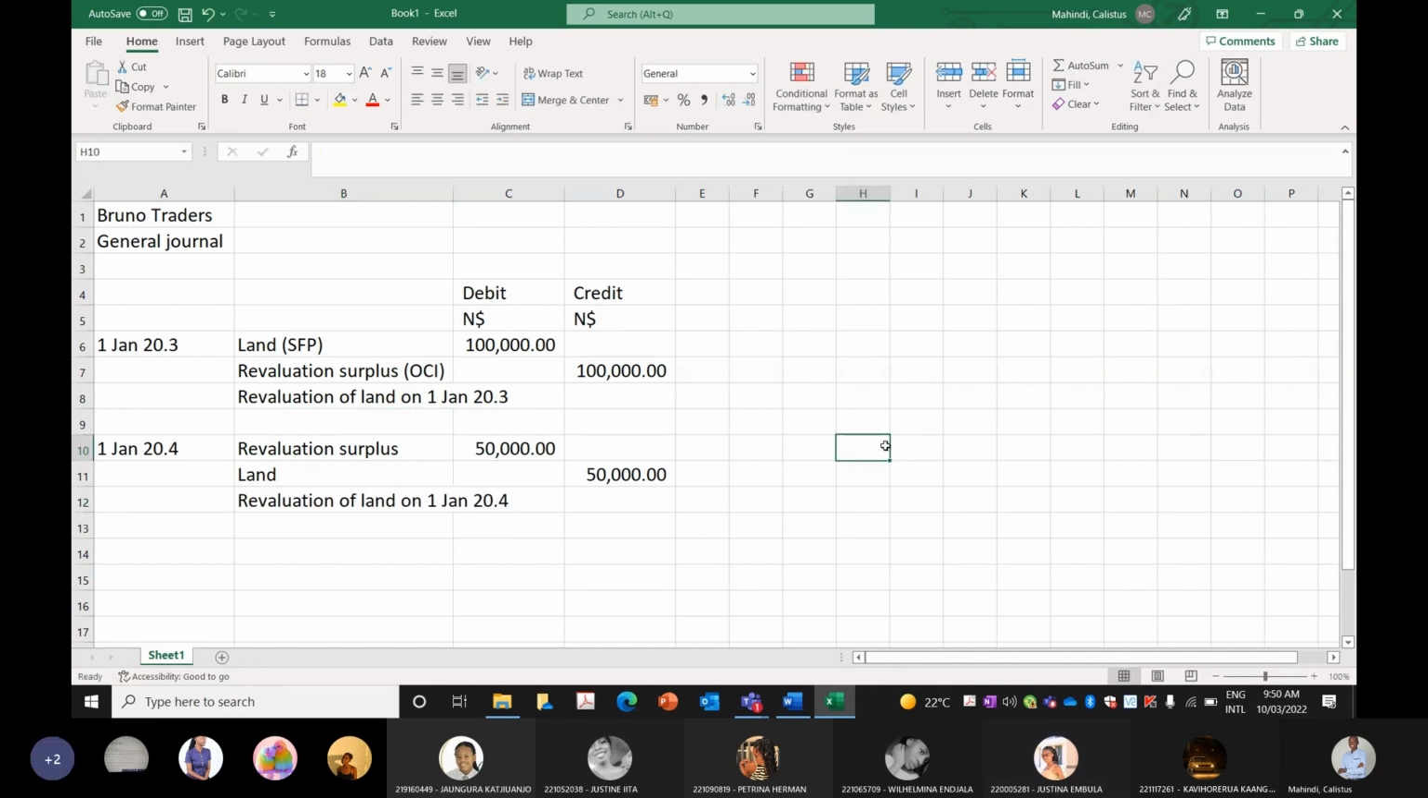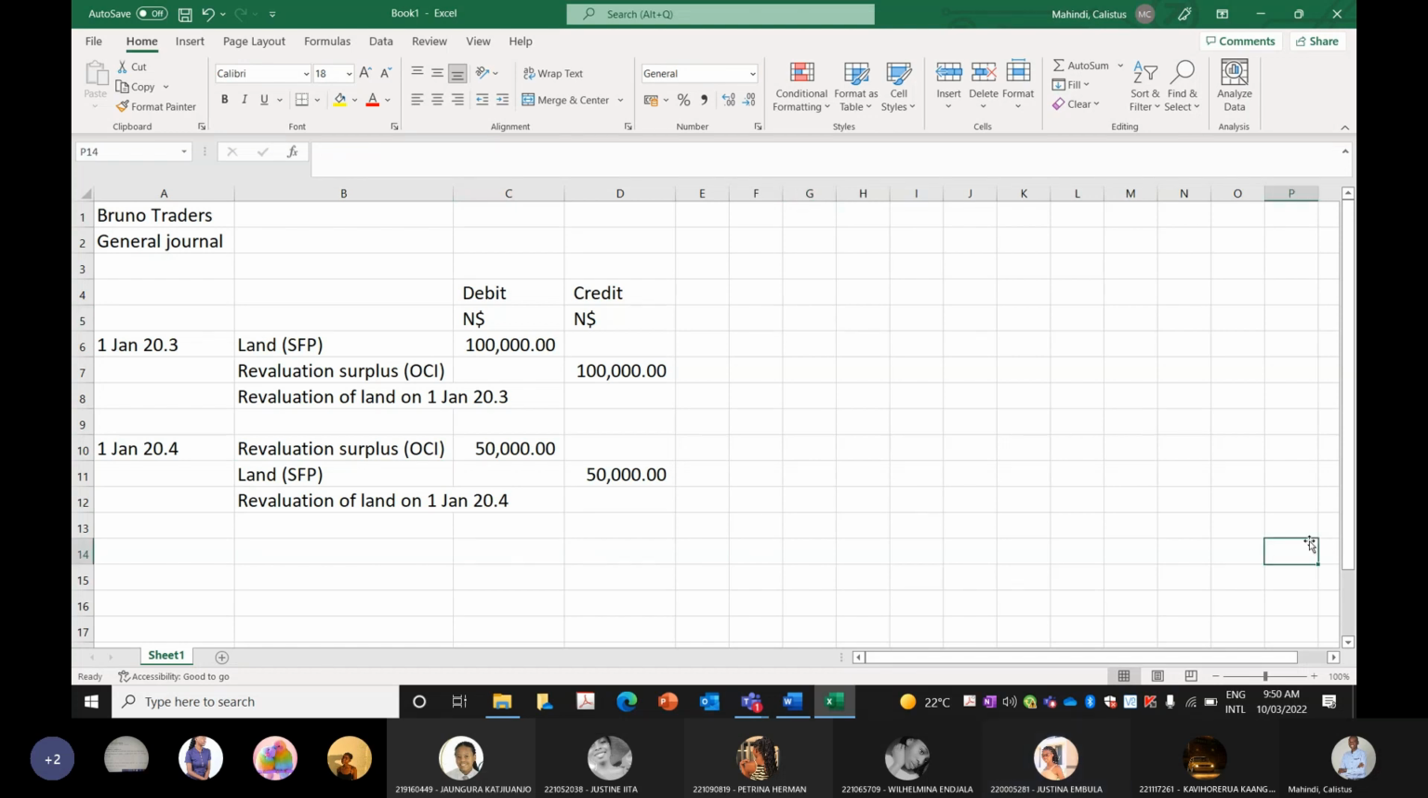Classifications. Other comprehensive income. And the land is statement of financial position. Yes. Okay. So the class and those on Teams have answered.